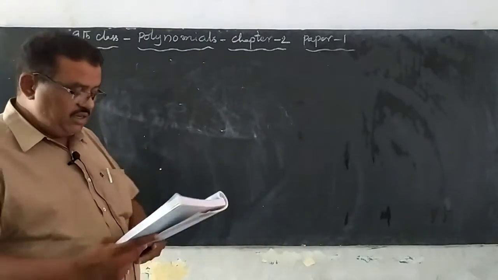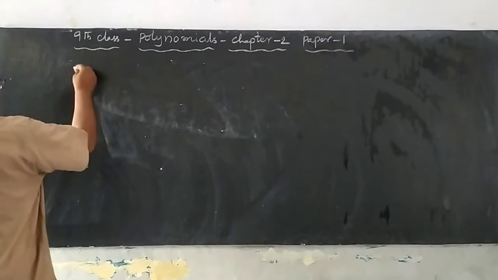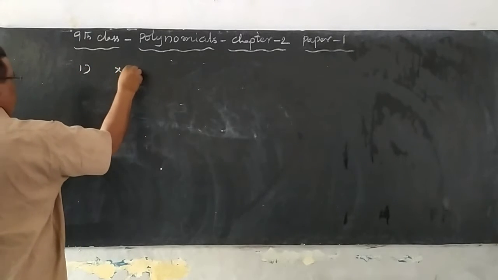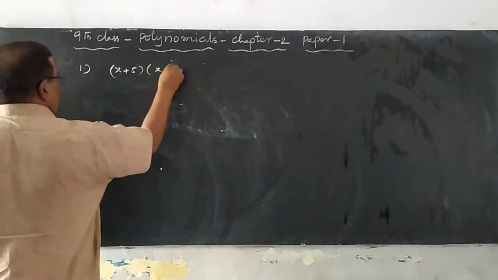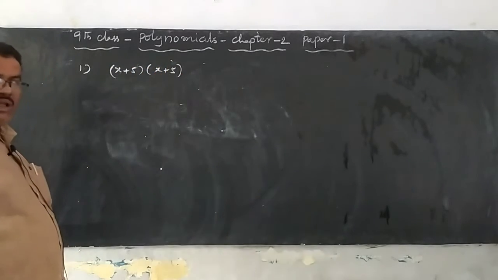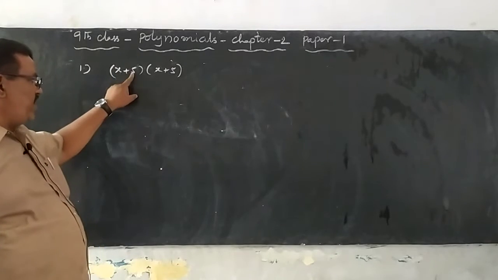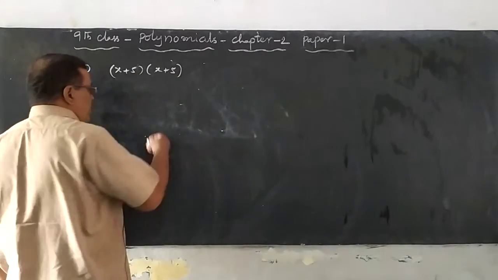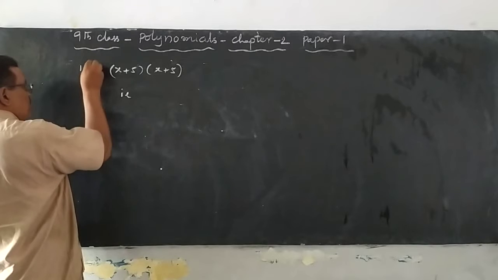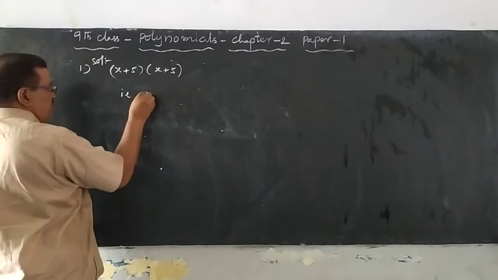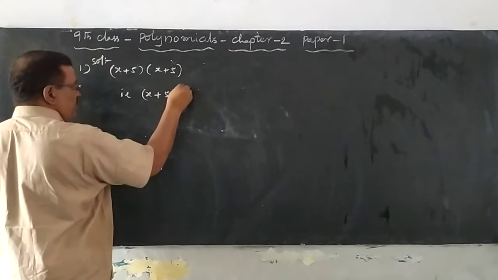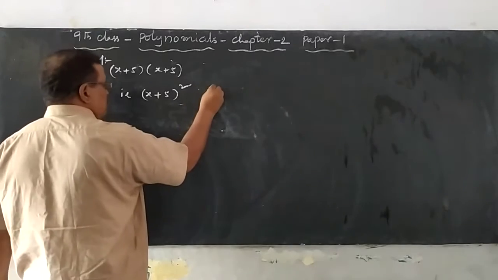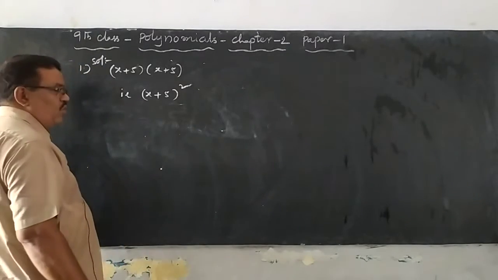The first one is x plus 5 into x plus 5. This is the problem. What formula is it? x plus 5 into x plus 5 is like a plus b into a plus b, that is a plus b whole square. That is the first problem solution I am doing now. x plus 5 whole square is in the form of a plus b whole square.